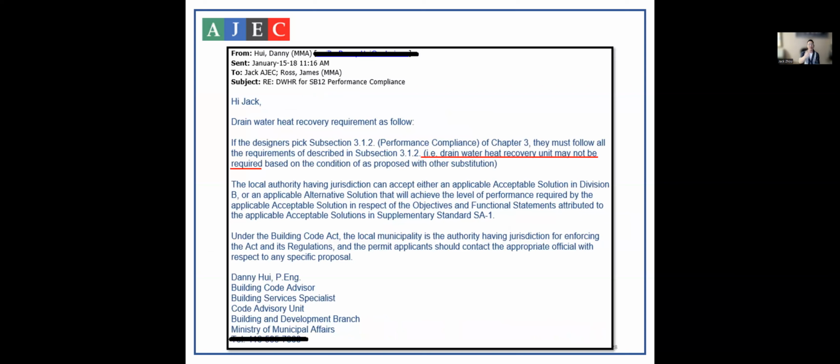And this is another letter from the ministry saying that drinking water heat recovery is not mandatory. So it's just similar to the other slide. This is actually the building code advisory unit. So building code advisor, right? That's Danny. He retired already, but this is an email from them stating that this is how you can meet compliance. And this is something that they said, not me making it up. And I'm just sharing with you guys that you are able to remove the drinking water heat recovery.